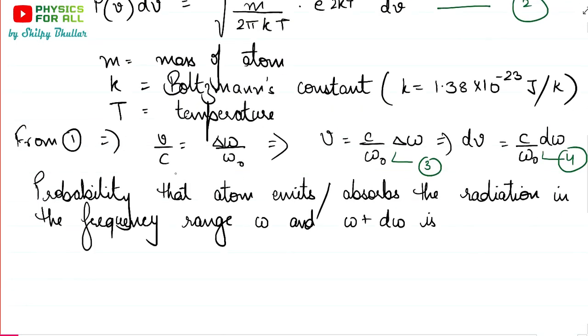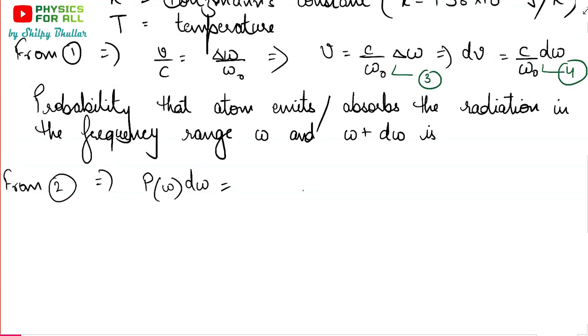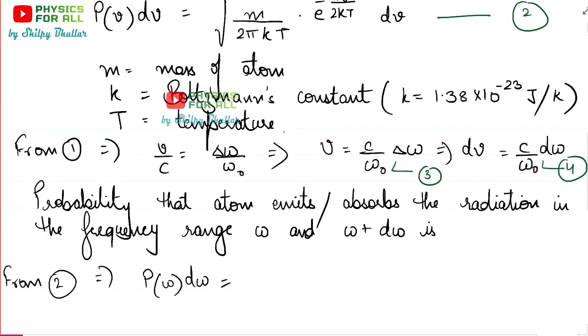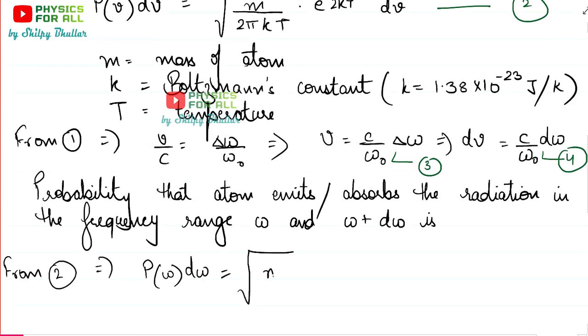Let's do that. Now I'm going to write down this P V dV in terms of P omega d omega. So let's see how this expression changes. Expression 2. From 2 we get P V dV turns into P omega d omega. Next, in the square root, all the quantities are constant. Mass of atom is fixed, 2 pi, T is constant, temperature is also constant because the sample would be kept at a particular temperature. So all these quantities are constant. We can write them as it is, no change. So m upon 2 pi kT.